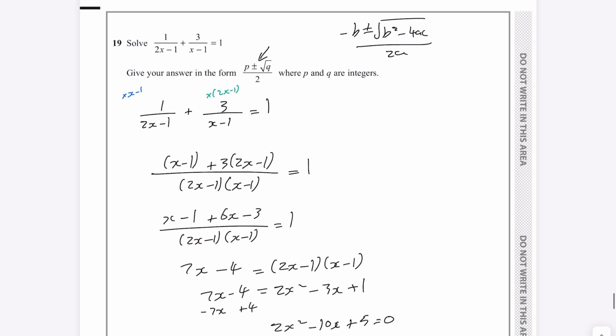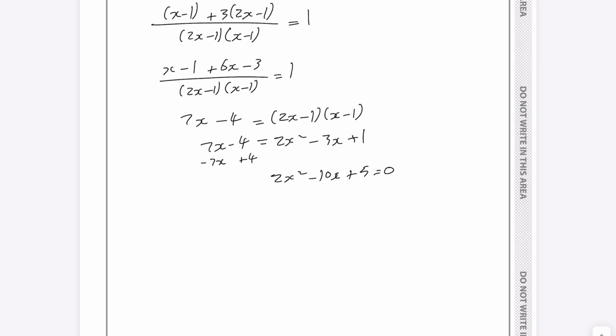And now to get this in the form the question's asking for, we're going to sub it into the quadratic formula. So quadratic formula, I'll write that again here.